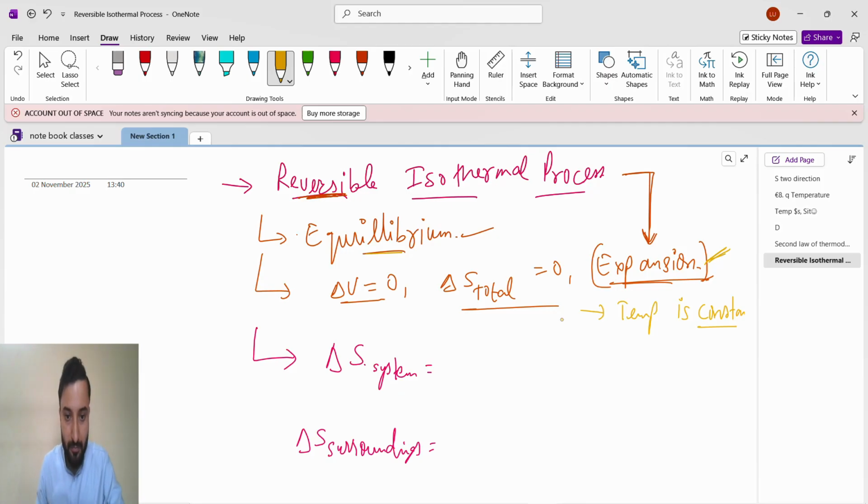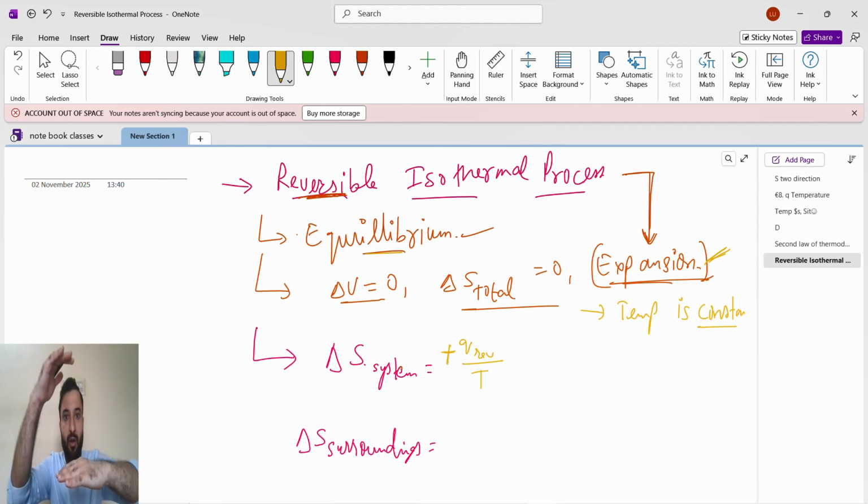This formula we already know. So for the system, because we are talking about reversible, I will write Q reversible by temperature. The system is plus. Why is the system plus? Because it is expansion, and expansion means increasing volume, so we get more space. More space means randomness will increase. So delta S will be plus for the system, because the system is expanding.